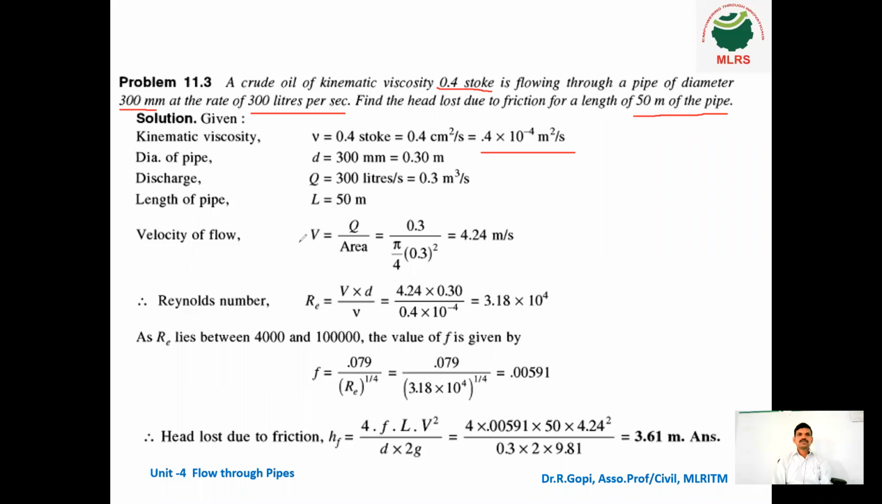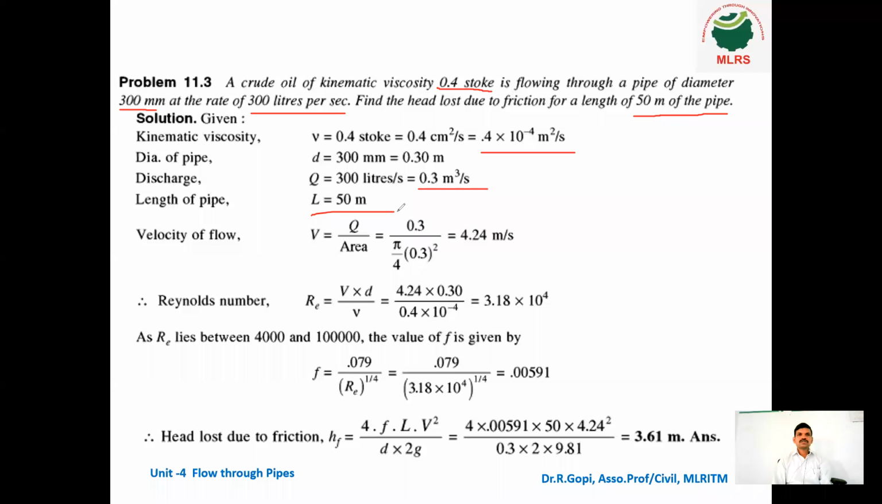Now diameter D is equal to 0.3 meter given, and discharge 300 liters per second, that means 0.3 meter cube per second. The length of the pipe L is equal to 50 meter. This is the overall length of the pipe. So now what are the unknown values here?